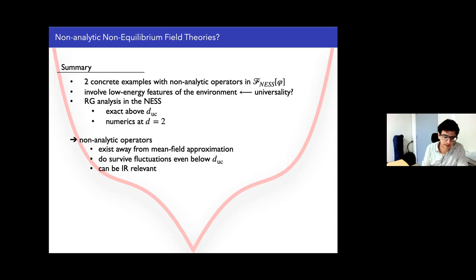These things can survive the fluctuations in low dimension, but most importantly, they can survive in the IR, which means that they can be relevant in the RG sense. It means that they can, in principle, destabilize the equilibrium fixed points that we all know, and take us to new non-equilibrium universality classes.